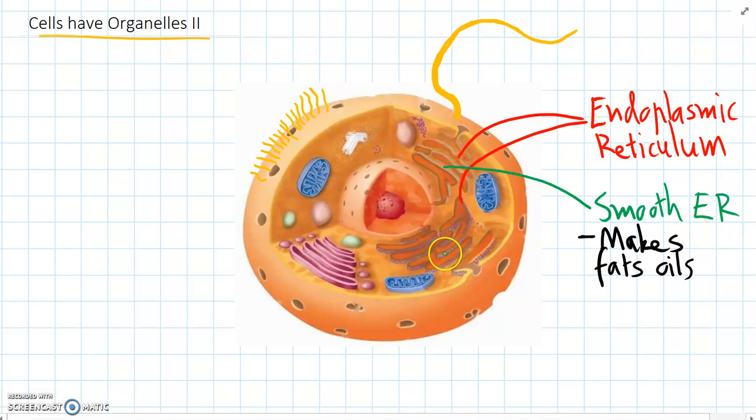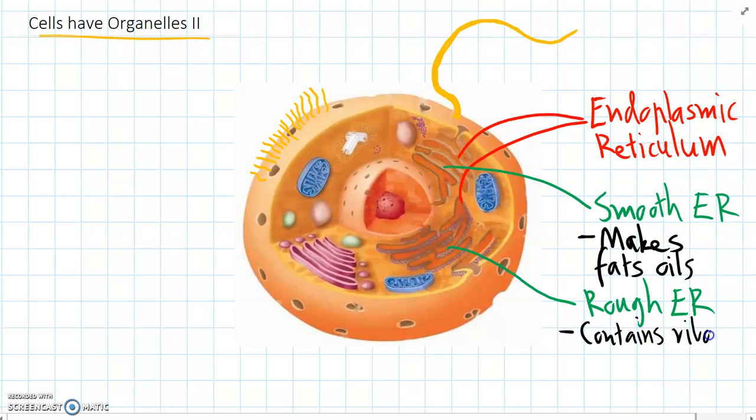The other type of endoplasmic reticulum is the one over here, which has lots of small dots on the outside. So we call that the rough ER. And those small dots are actually ribosomes that are attached to the membrane itself. So it contains ribosomes. And the job of this type of endoplasmic reticulum is to make proteins that the cell is going to export and send out to somewhere else in the body.